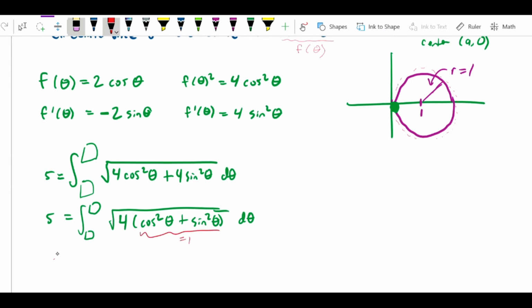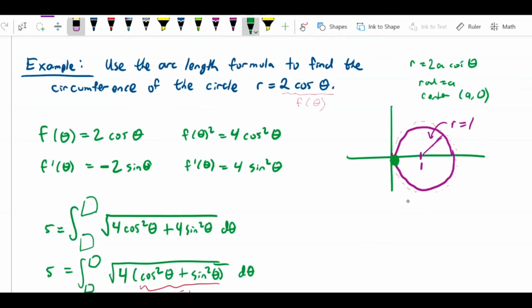So that gives us s equals the integral from box to box of the square root of 4 times 1, which just gives us 2 d theta. So the thing we need to know is where to integrate from and to. Well, if this equation is r equals 2 cosine theta, let's think about what values are going to generate that green point, which is both the starting and ending point.